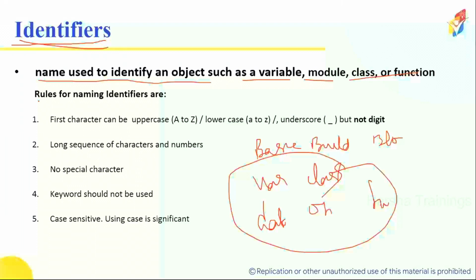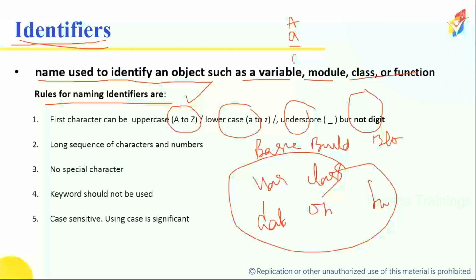Before naming anything, we should follow some guidelines in Python. The first character must be either an uppercase or lowercase character. You can also use underscore. You can start your variable with uppercase, lowercase, or underscore, but it should not be a digit. I can't use any digit between 0 to 9 as the first character for naming variables. Clear? Then you can write any length of identifier name.